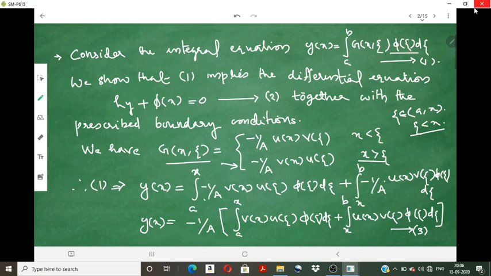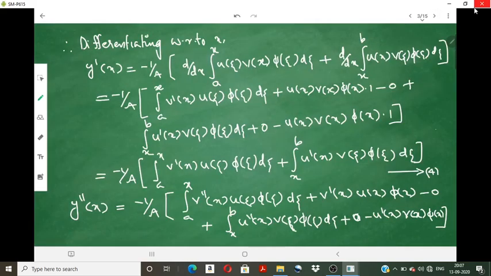Plus, the second integral will be from x to b. In the interval x to b, theta is greater than x, since x is the lower limit in this interval. So theta greater than x means x is less than theta. In that interval, the value of g of x theta is minus 1 by a u of x into v of theta. Applying that, we get the integral as number 3, taking minus 1 by a as common outside.